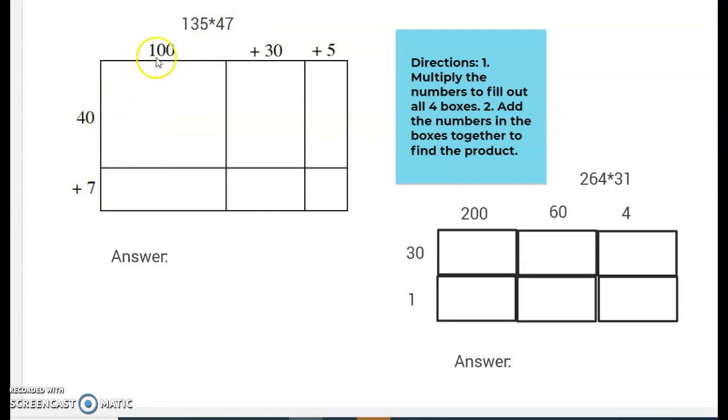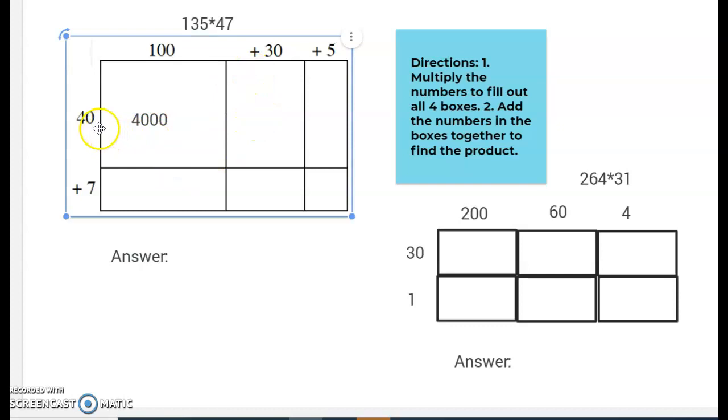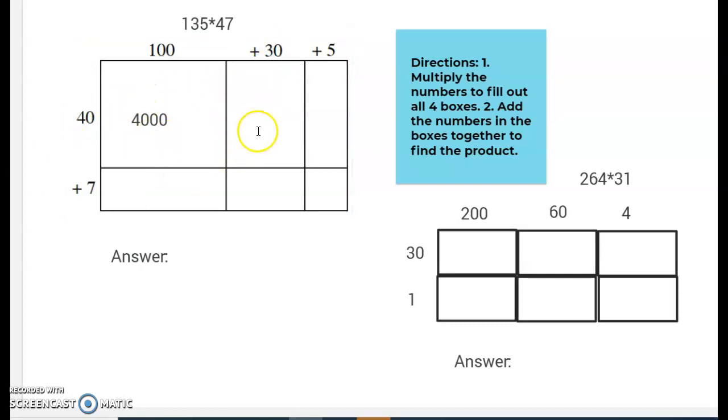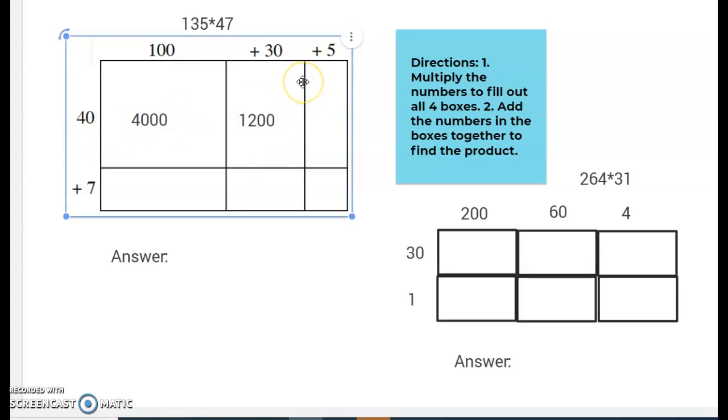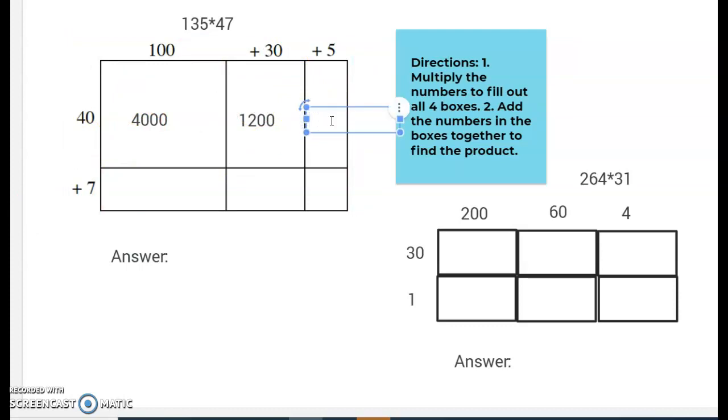So here, for this box, I'm multiplying 100 times 40, which is equal to 4,000. So I'm going to add my text box. 40 times 30 is this second box here. 40 times 30 is 1,200. I'm going to add my text box there. Then we have 40 times 5, which is equal to 200. So I'm going to put my text box right in that box.